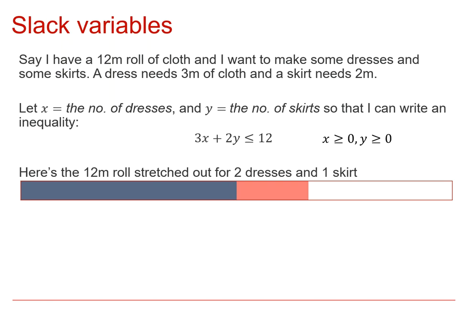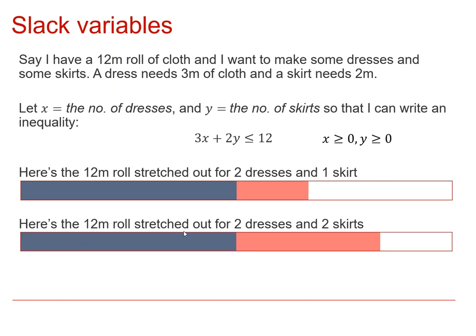So if we imagine what this could look like, we've got this 12-meter roll stretched out, and this is representing 2 dresses and 1 skirt. So 2 dresses will obviously need 6 meters, so that blue section there is 6 meters, and this pink section is the 1 skirt, which is 2 meters. So overall that comes to 8 meters, and of course that leaves us with what must be 4 meters of leftover cloth. And what we'll see is when we introduce these so-called slack variables, that they represent this amount of leftover material from that constraint.